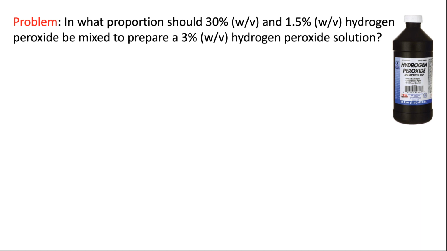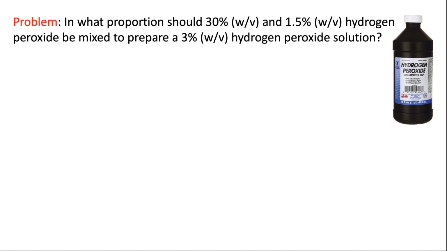It's still not a strength for a lot of students in the beginning. So let's work another example where we'll just set up the proportions and talk about relative amounts using parts. The question says, in what proportion should a 30% weight per volume and a 1.5% weight per volume hydrogen peroxide solution, those two concentrations, be mixed such that we can prepare a final 3% weight per volume hydrogen peroxide solution?